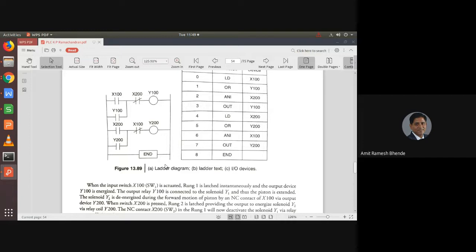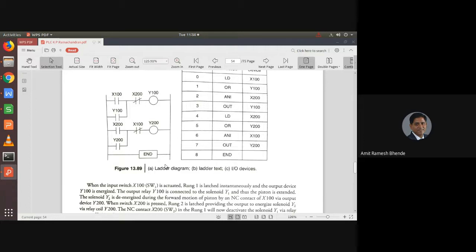Now we latch the Y100 with the relay Y100 relay, क्योंकि X100 को हमने थोड़े देर के लिए भी प्रेस किया तो भी पिस्टन का फुल एक्सटेंशन मोशन आपको मिलना चाहिए और वो बीच में रुकना नहीं चाहिए, इसलिए यहाँ पे क्या किया कि Y100 को यहाँ पे लैच किया है। ओके, और जो सेकंड रंग है, सेकंड रंग indicates the second switch operation, that is when SW2 is pressed.